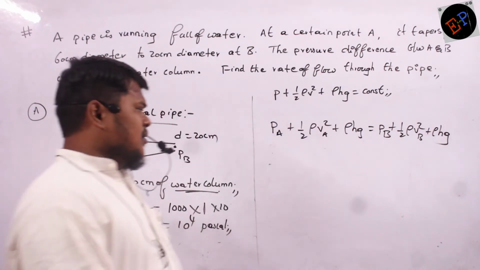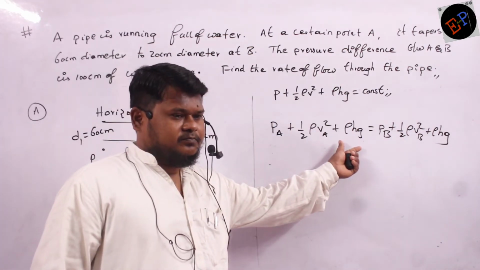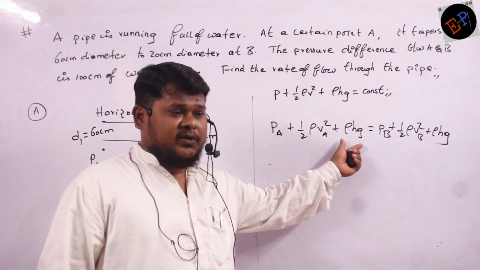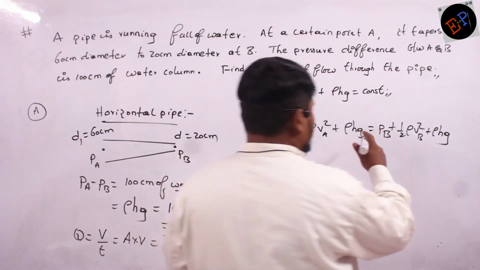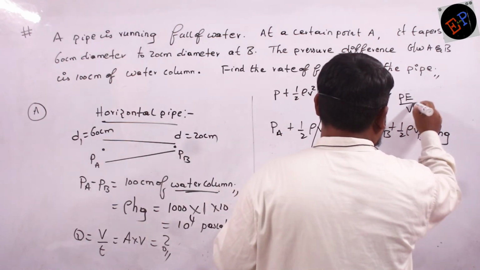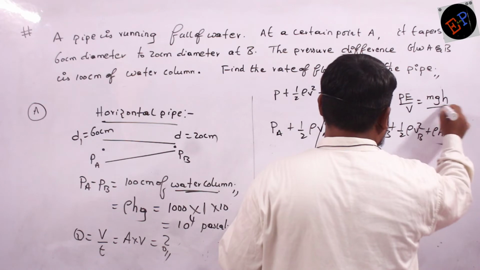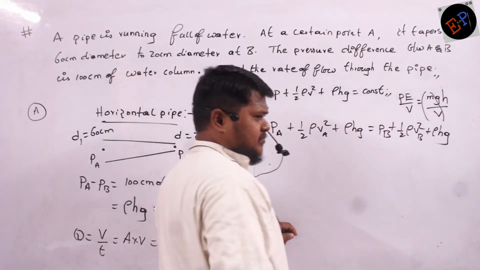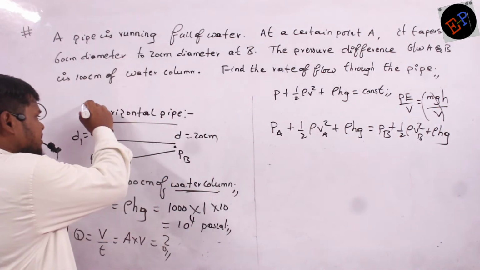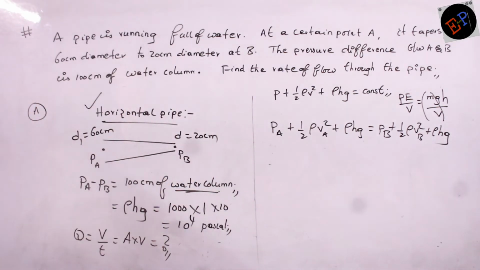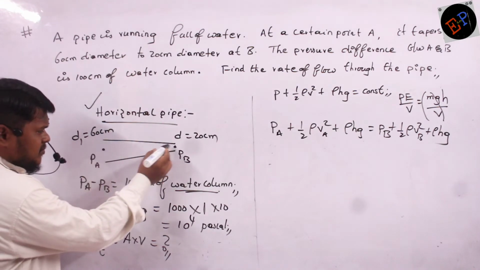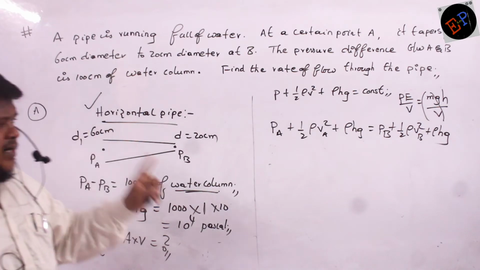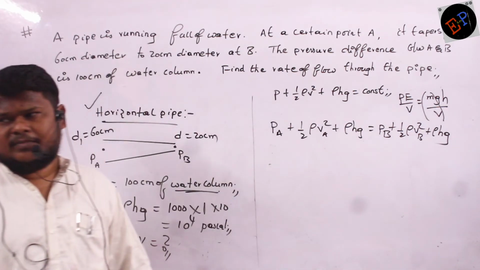Okay. Now what is meant by rho g h? Rho g h means potential energy per unit volume, no? Yesterday we derived potential energy per unit volume. What is the formula of potential energy? mgh. mgh per unit volume. So mass by volume is nothing but density. Clear? Now what kind of pipe are you taking? Horizontal pipe. Horizontal pipe means point A and point B, both of them are at the same height, no? If height is the same, potential energy remains the same. Are you able to understand?